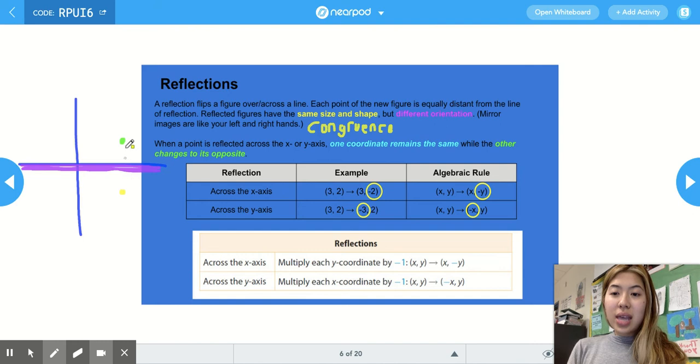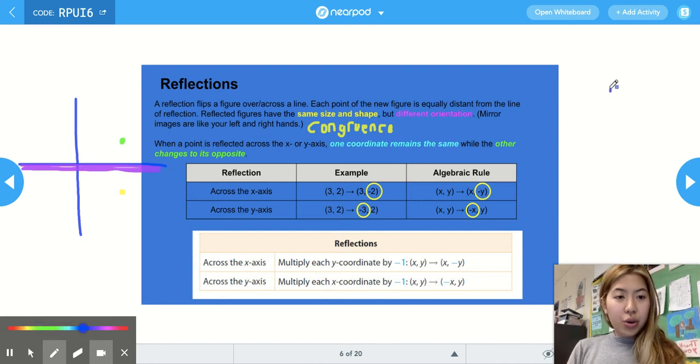So as you can see, the x-coordinate for both is still 3. It's the y-coordinate that changes signs. So up here, the y-coordinate was positive 2, and now after it's been reflected across the x-axis, the y-coordinate is negative 2. So the algebraic rule is x comma y to x comma negative y.